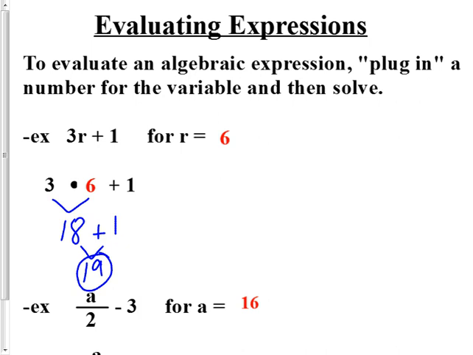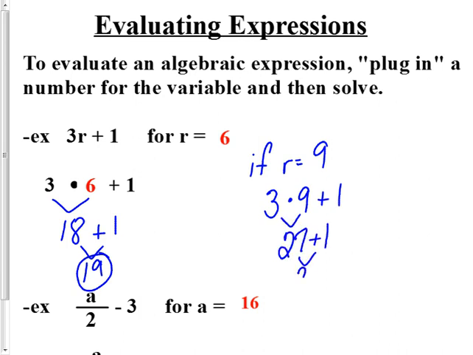Now, the question sometimes comes up, why is r 6? What's the reason for r being 6? And the answer is, because I said so. I could pick another value for r if I wanted to. If I wanted to evaluate this one if r equals 9, I could do that. 3 times 9 plus 1 gives me 27 plus 1, which is 28.